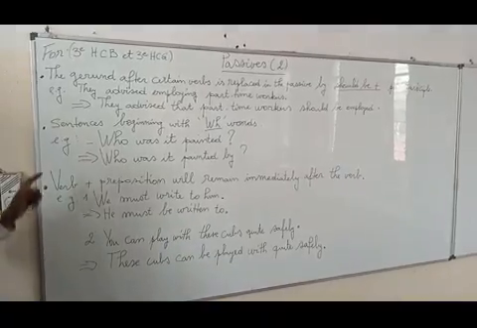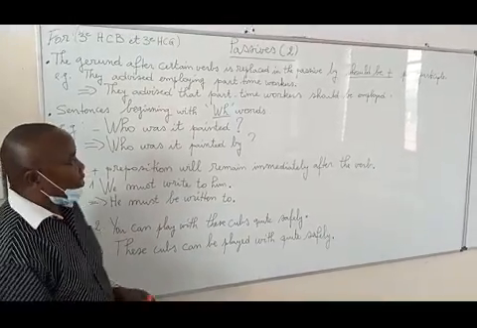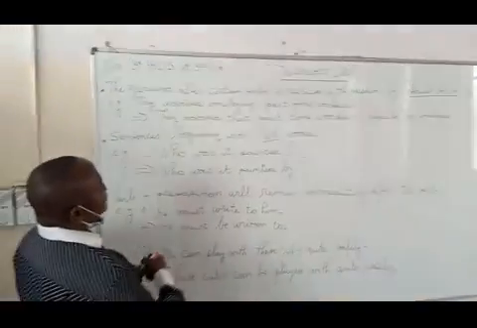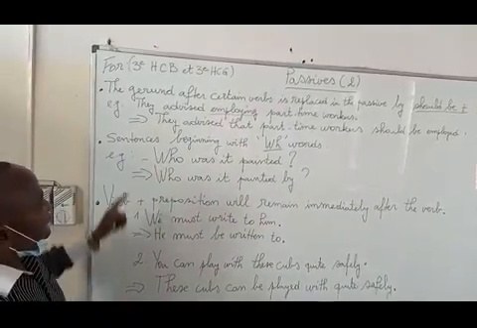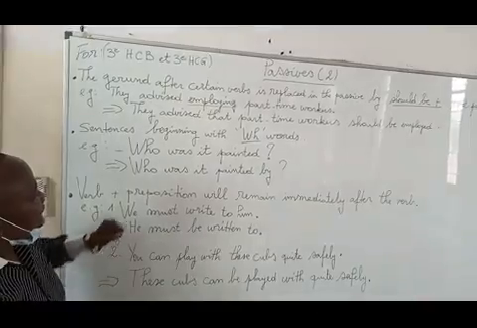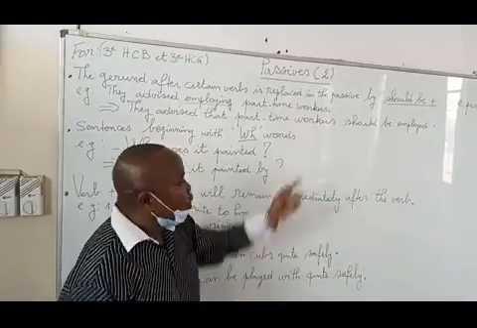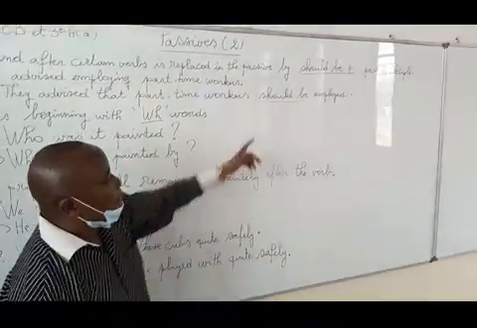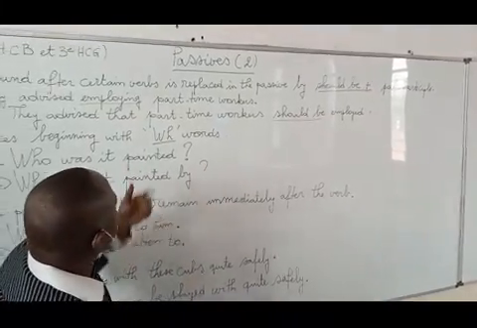Here we have an example. We say, they advise employing part-time workers. This sentence is in active voice, and here employing is a gerund. Now, to put it into passive voice, we say, they advise that part-time workers should be employed. See here, we use should plus the past participle of the verb to employ.